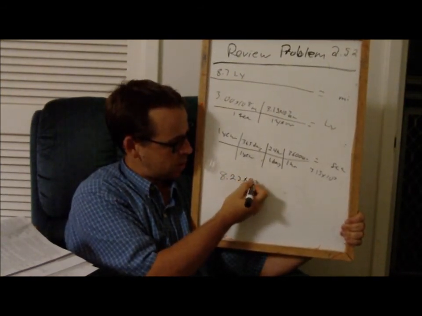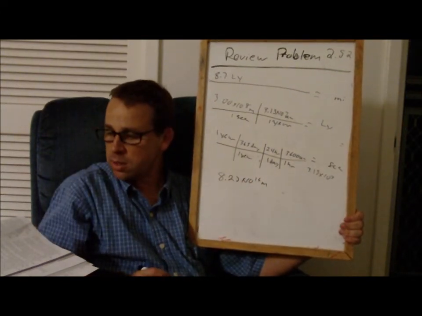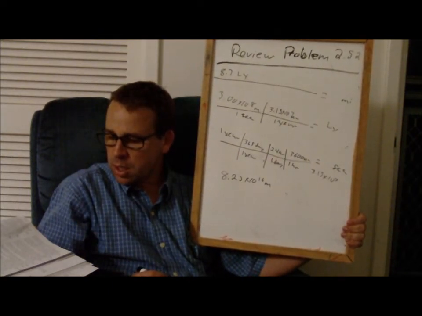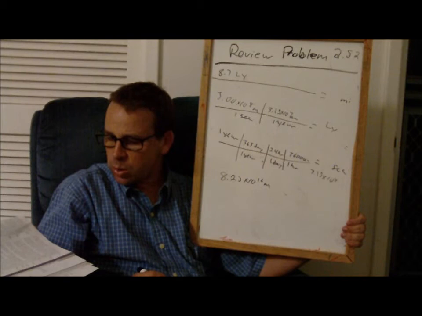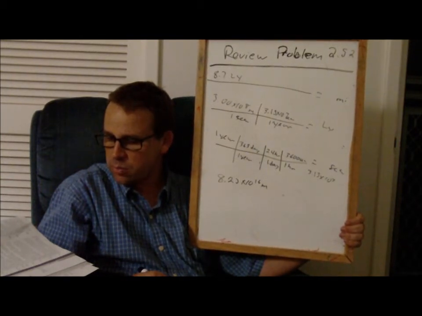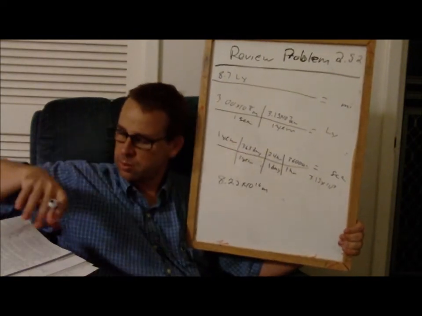8.23 times 10 to the 16th meters. That's how far away this star is. And what do we want to do? We want to convert that to calculate the distance from Earth in miles. Alright, so that's how many meters it is.